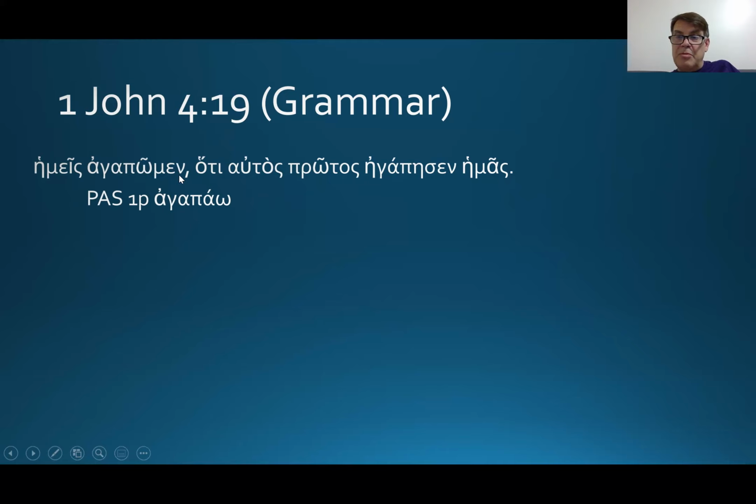Hoti, when it's translated because, indicates what kind of a clause? A causal clause. And I've already said that when autos is nominative, it is intensive. I grew up learning that it's an intensive pronoun, although I feel a little weird about saying that because it's the same pronoun. It looks the same as the personal pronoun. So maybe we could say it's an intensive use of the pronoun.